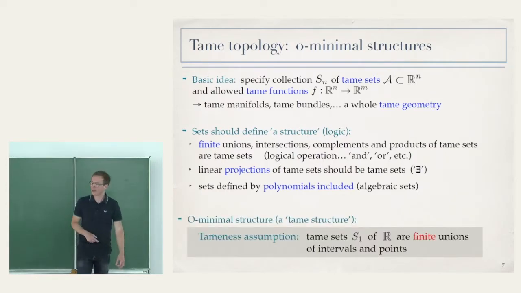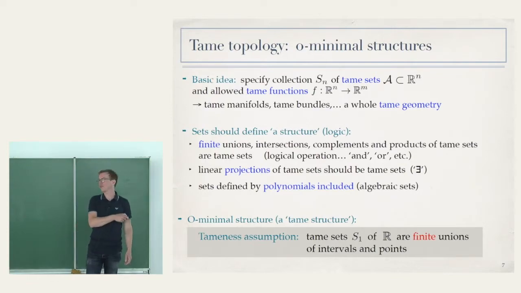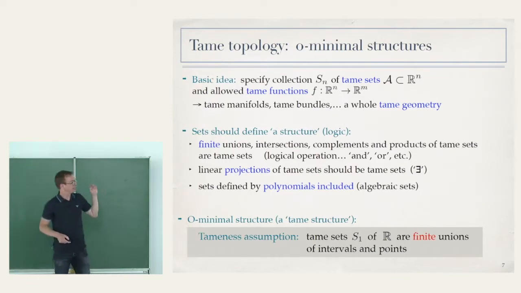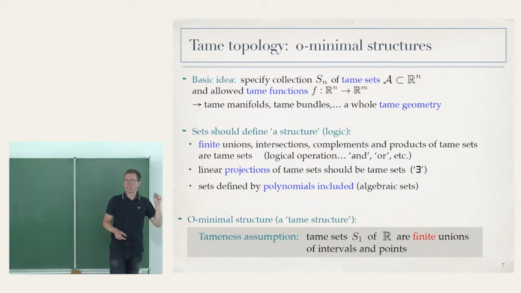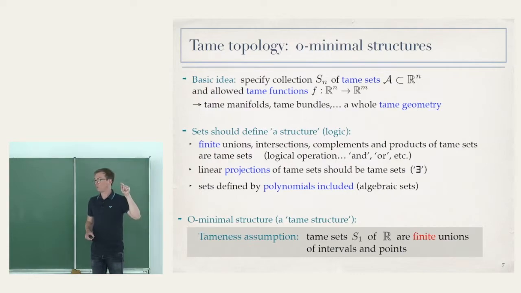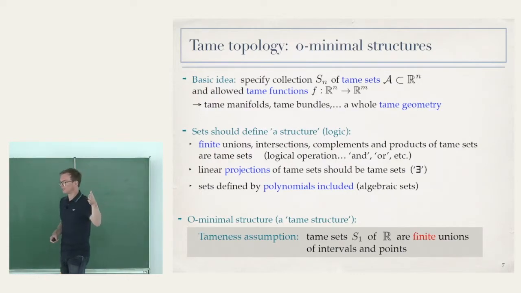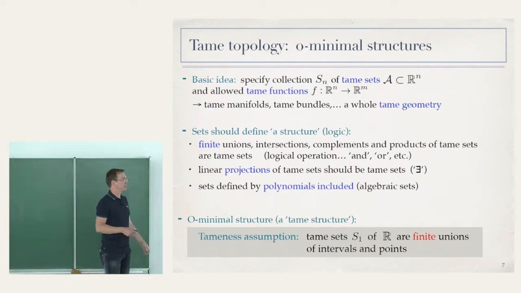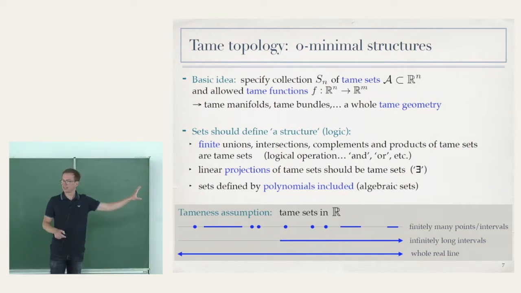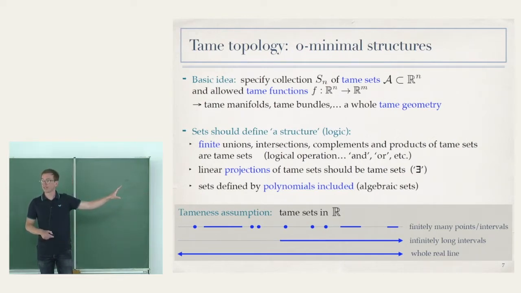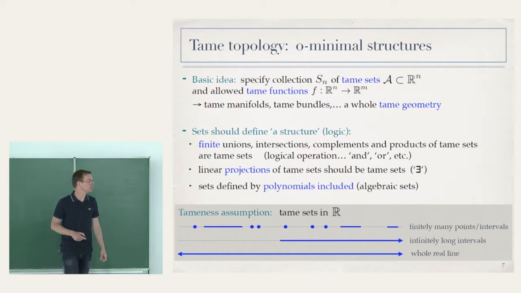And now comes the question, so what is now tameness? Tameness is actually not part of this. The tameness is actually just this simple assumption, namely that if you look at the sets of R, of the real line, R^1, then the only tame sets in this R are finite unions of intervals and points. These intervals can be infinitely long, but that's it. Finite unions of points or intervals.